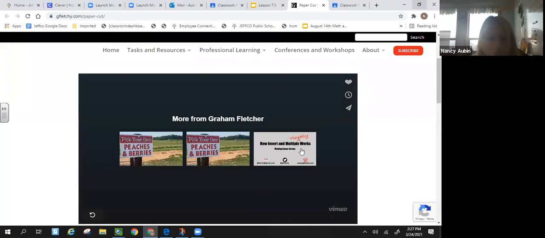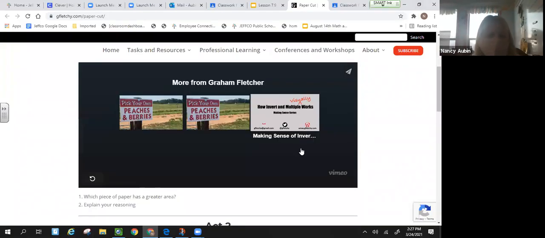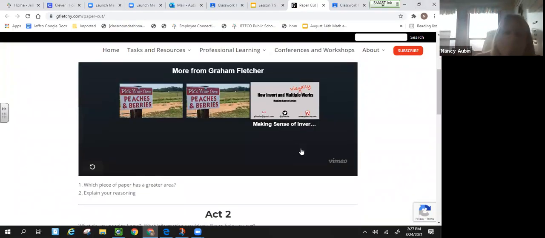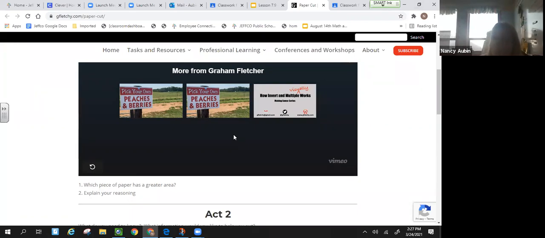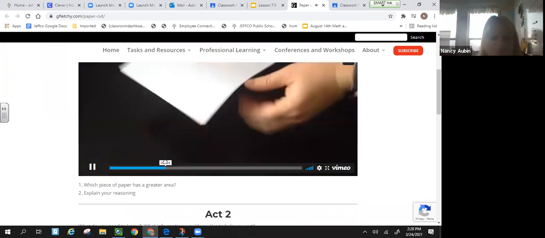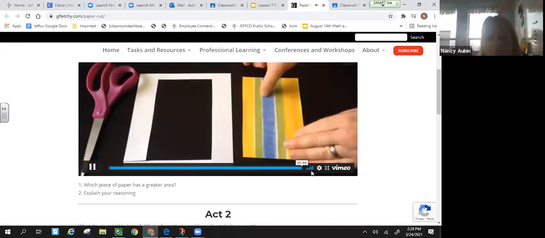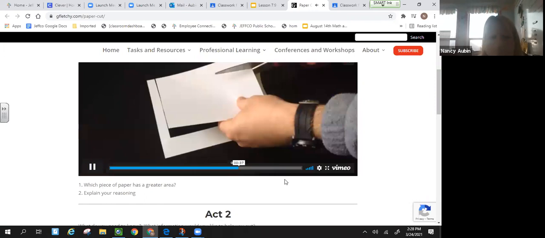Let's go to our second part here. So here's going to be your question. I want you to write your answer in your math spiral. We're looking at area. Do you think the white outside has a greater area or the rectangle on the inside has a greater area? Which piece of paper has a greater area? And then be ready to explain your reasoning. Here, I'm going to go ahead and show it to you again. There it is.